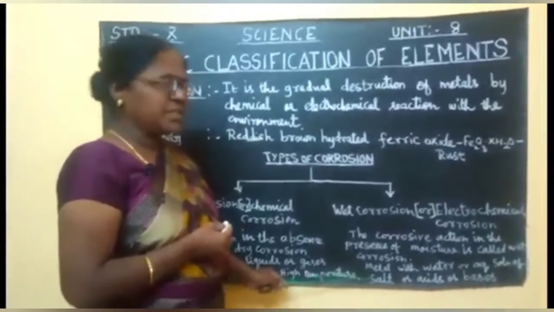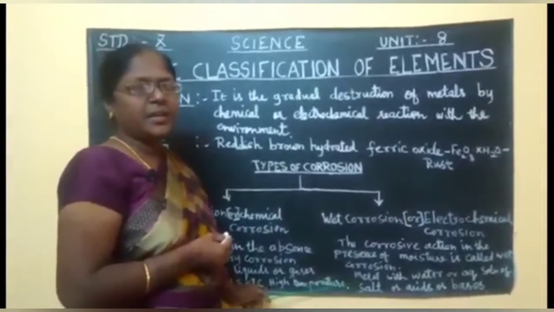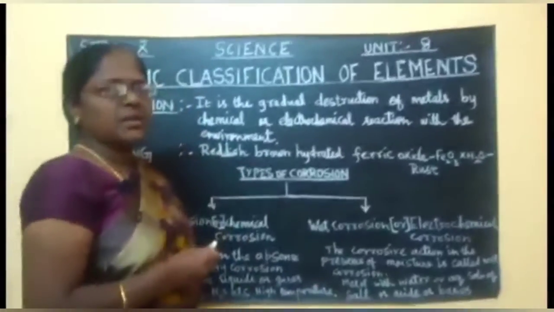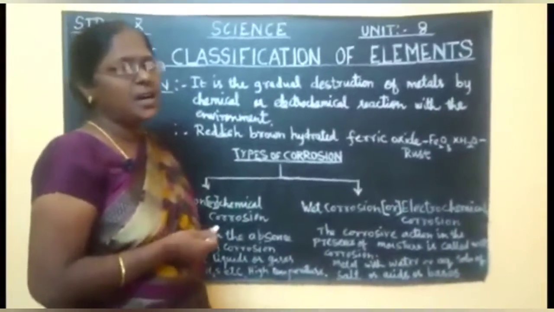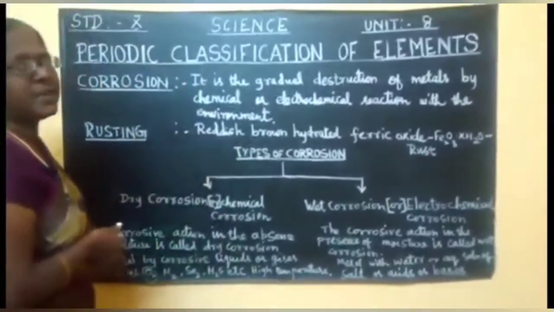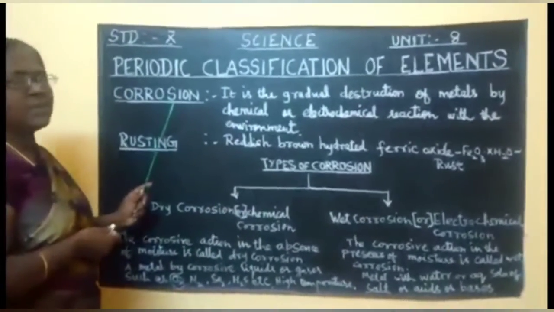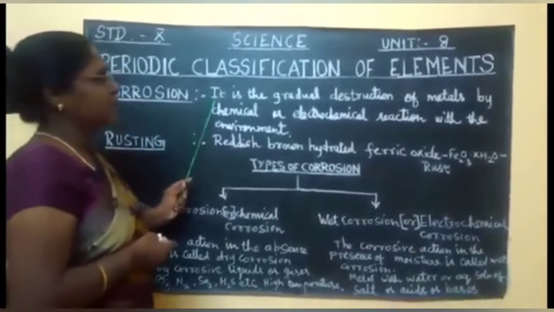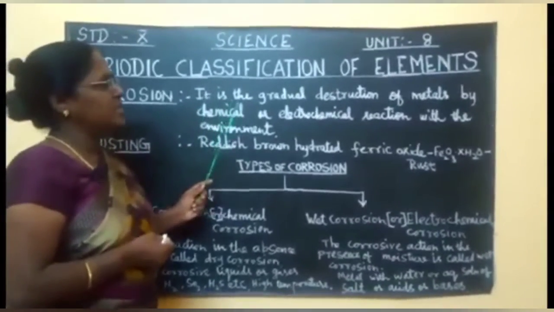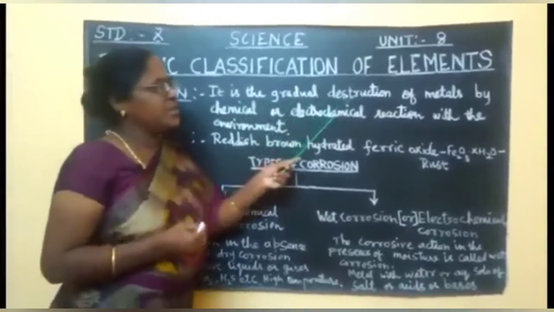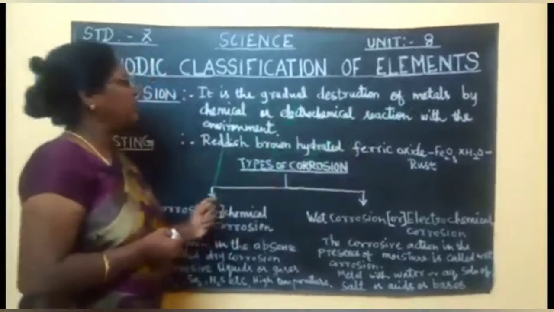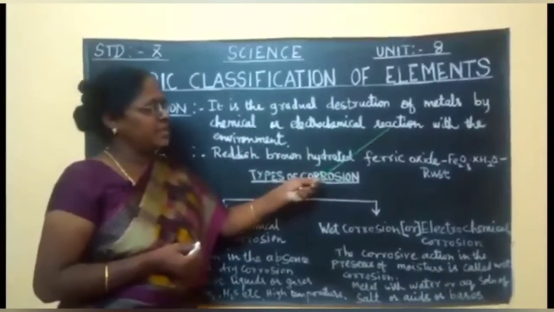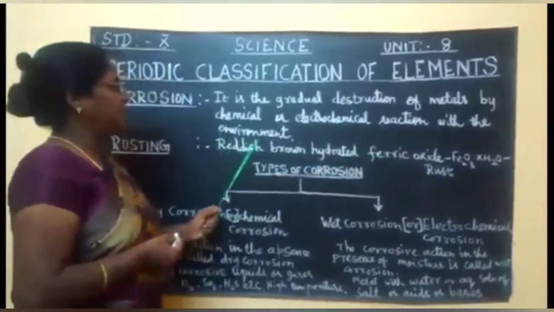Here the chemical reaction is taking place between metal and water or aqueous solution of salts or bases or acids. Shall we revise from the beginning? So first one, we will see about corrosion. What is meant by corrosion? It is the gradual destruction of metals by chemical or electrochemical reaction with the environment.